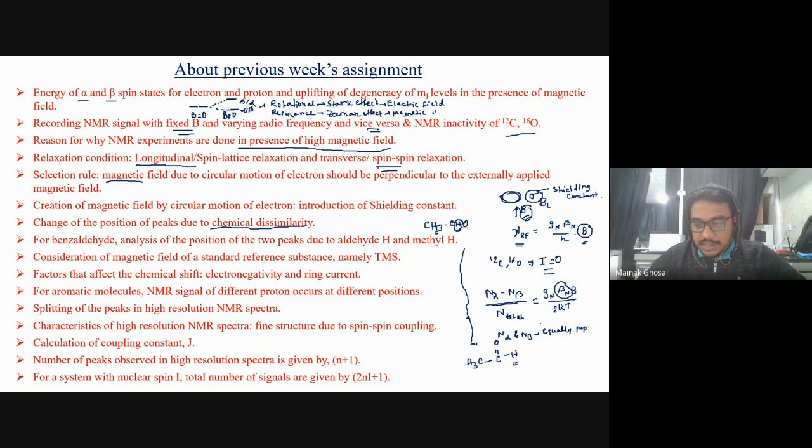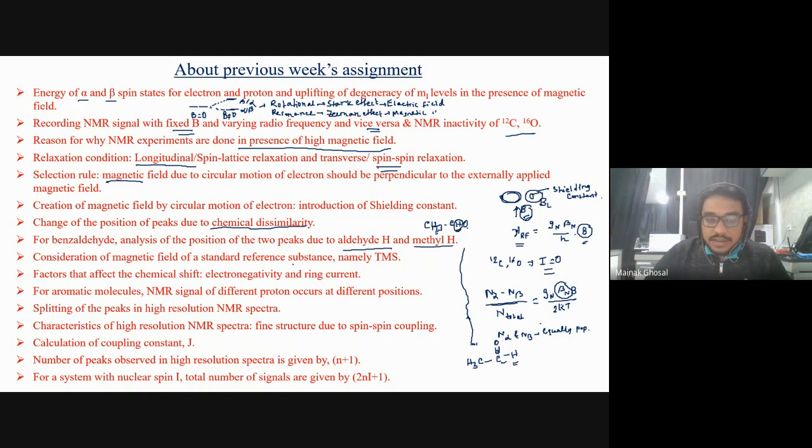this hydrogen is actually attached to a carbon which is attached to an electronegative oxygen atom. So there will be less electron density around this, so this will be less shielded. That means if it is less shielded, it will go downfield, so it will have a high delta value. So these two positions, of this aldehyde hydrogen and the methyl hydrogen, were also discussed for benzaldehyde.